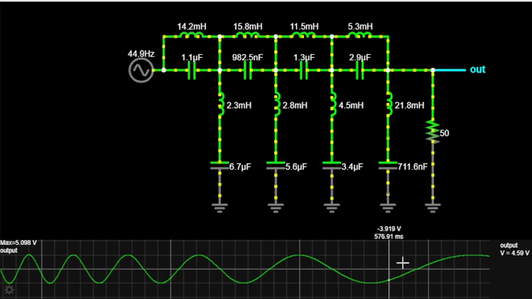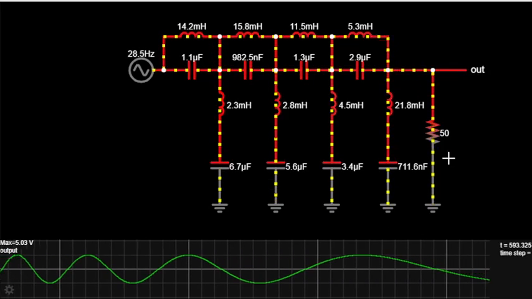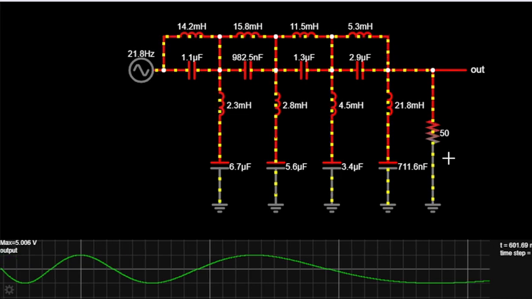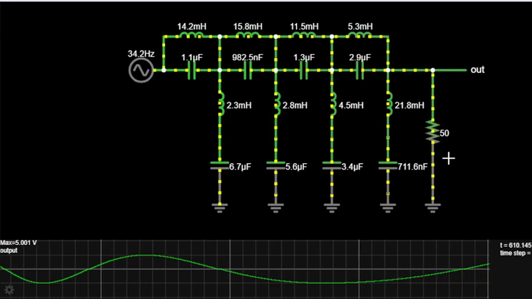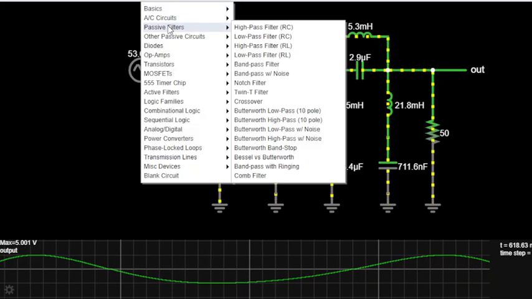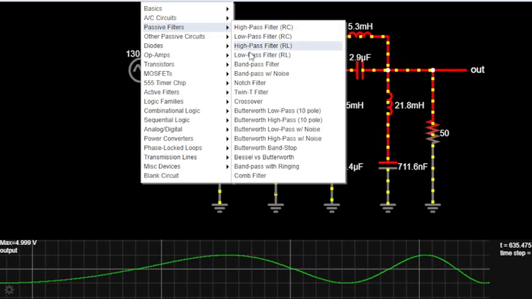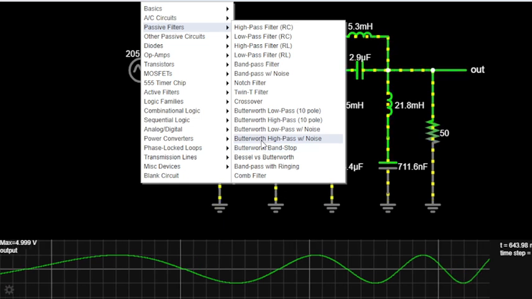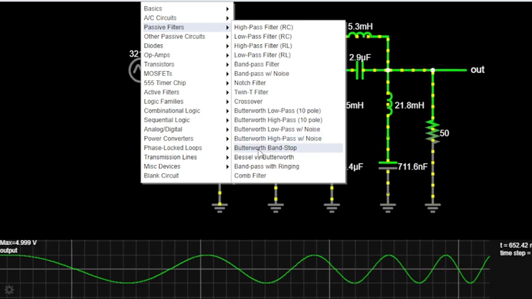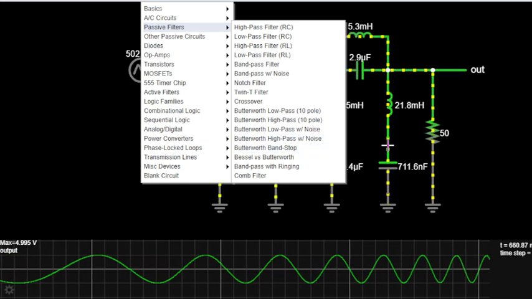Hey there, today we are going to talk about Butterworth Band-Stop Filters. In the previous videos, as we are talking about the passive filters, we have discussed all these circuits. Now we have reached the Butterworth Band-Stop.